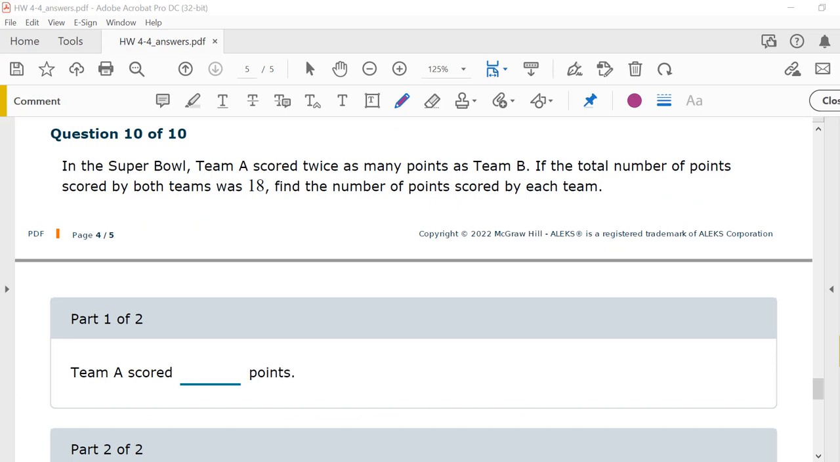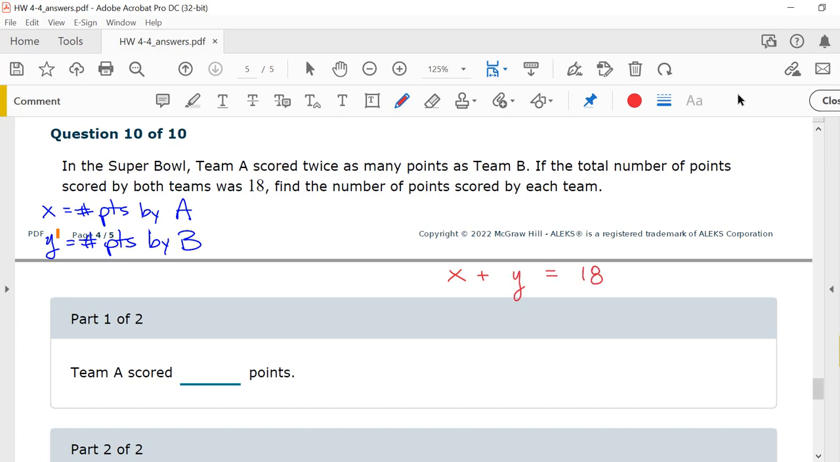Last question. In the Super Bowl, Team A scored twice as many points as Team B. If the total number of points scored by both teams was 18, find the number of points scored by each team. Let's let X be the number of points scored by Team A and Y be the number of points scored by Team B. Okay, the total number of points scored by both teams was 18. So X plus Y needs to be 18.